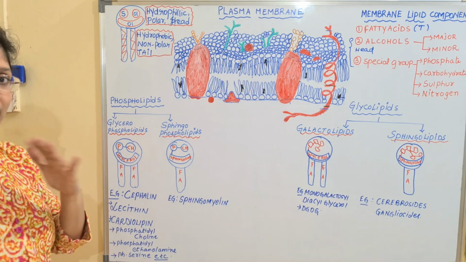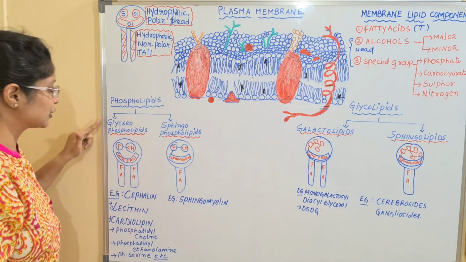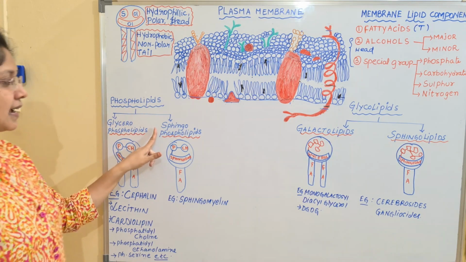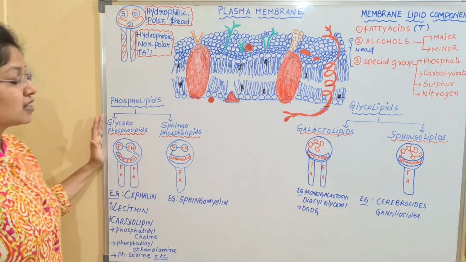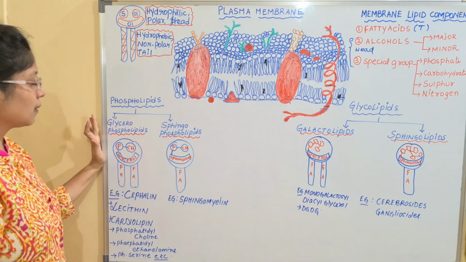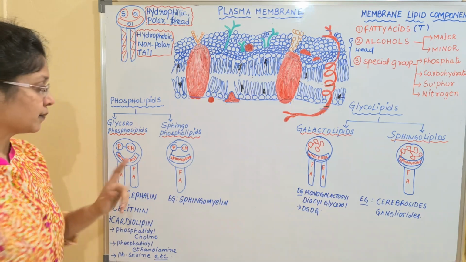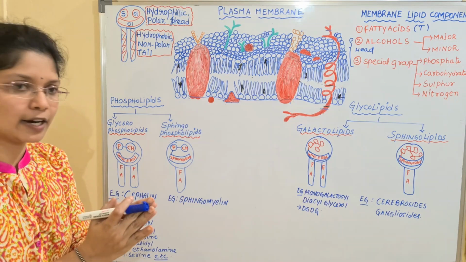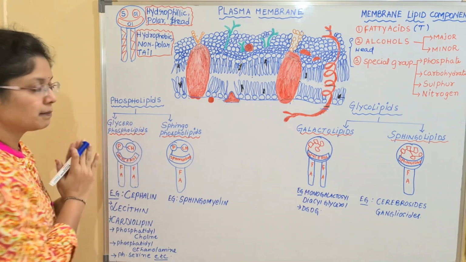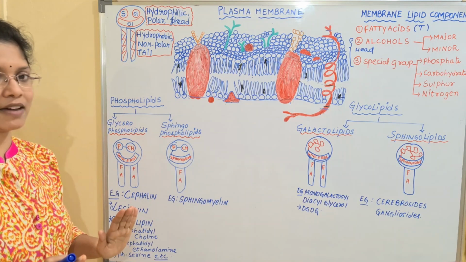Phospholipids in turn are divided into two classes. The first one being glycerophospholipids and the second one being sphingolipids. So what is the base for this classification here? Here, based upon the alcohol moiety, the major alcohol moiety, these lipids are classified into glycerophospholipids and sphingolipids. Listen carefully, children.